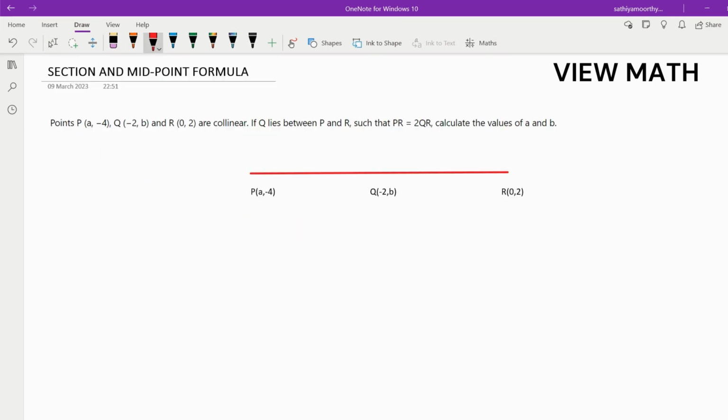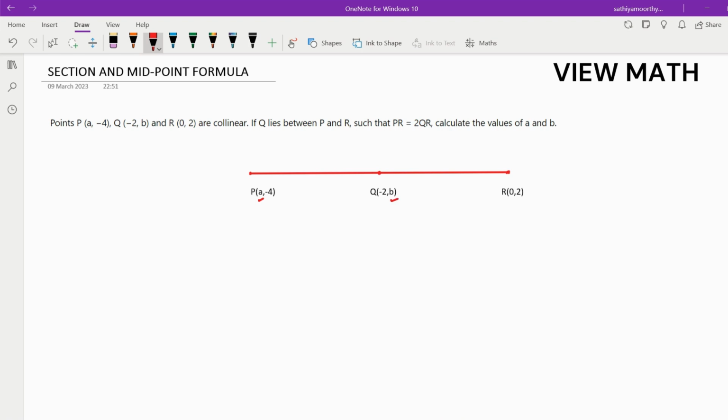So going to the next problem. Points P(A, minus 4), Q(minus 2, B) and R(0, 2) are collinear. If Q lies between P and R such that PR is equal to 2 times QR, calculate the values of A and B. So now you can see a straight line PQR. PQR are collinear, so all the 3 points lie on the same straight line. This is P and this is Q and this is R. They have given the coordinates of P, Q and R, in which I need to find the value A in P and the value B in Q.